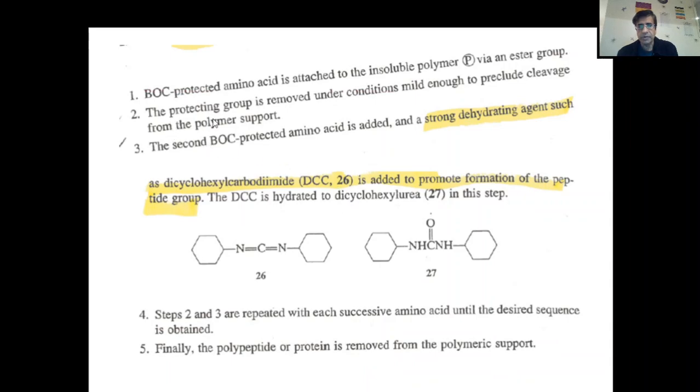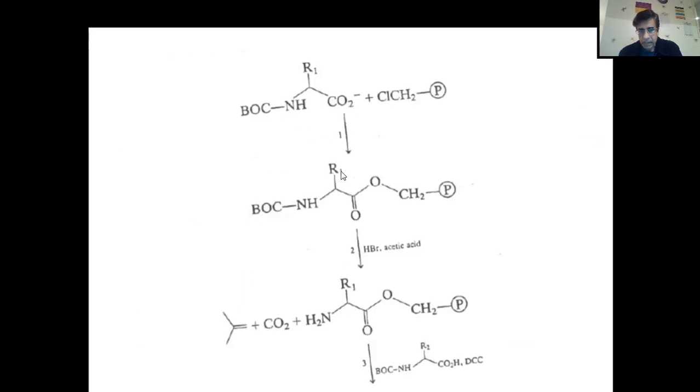Second point, the protective group is removed under mild enough conditions. Why is the mild condition required for this deprotection? Here we want to remove this BOC group, so we need a mild condition. Why mild condition? Because we don't want this bond to cleave, this bond to break. So we want a condition in which your ester linkage survives, but this bond can break, and this is the chemical used to do this job.